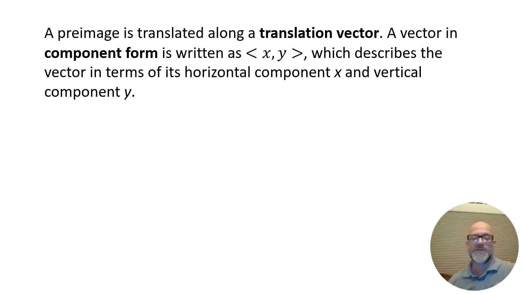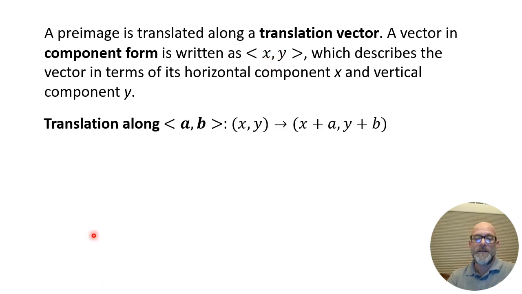Now let's have our rules for translation. A preimage is translated along a translation vector. A vector in component form is written as the vector <x, y>. Notice this looks a lot like an ordered pair (x, y), but it's got hats on the end. Therefore, this is a vector <x, y>, which describes the vector in terms of its horizontal component x and its vertical component y.